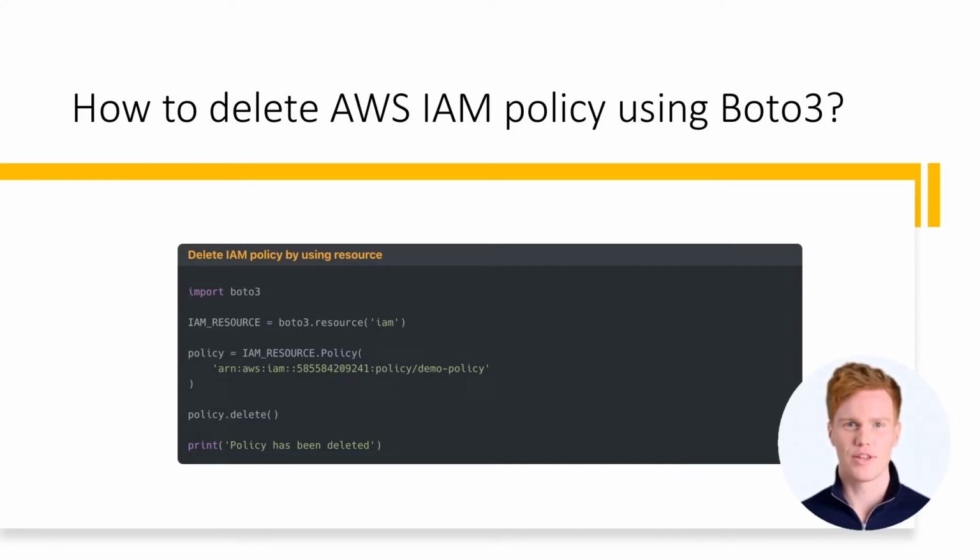To delete an IAM policy, you need to use the delete method of the policy class of the IAM resource. Keep in mind that before you can delete a managed policy, you must detach the policy from all associated users, groups, or roles. In addition, you must delete all policy versions using the delete policy version method.